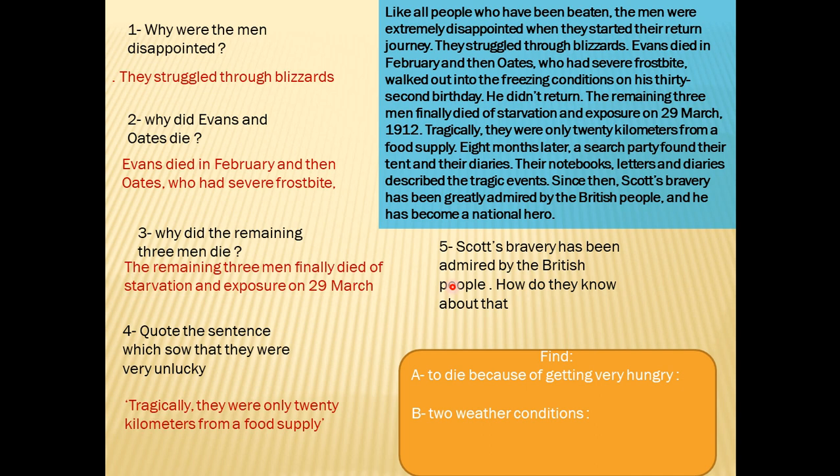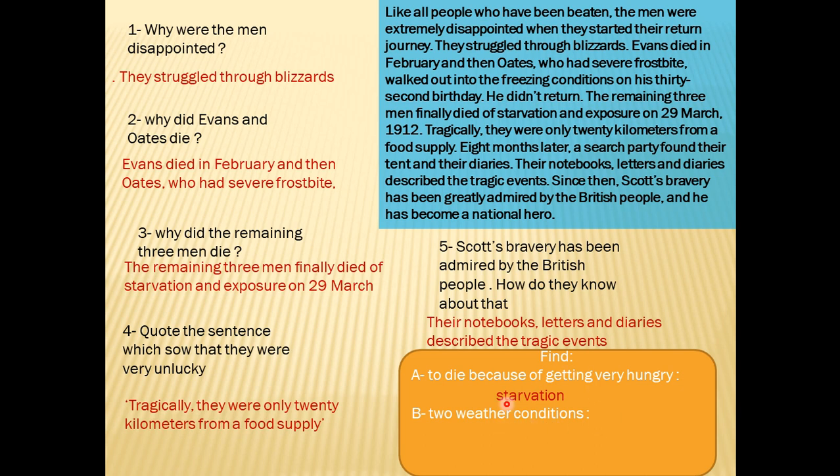Scott's bravery has been admired by the British people. How do you think they know about that? Yes, how did we know here that all the men in the expedition died? So how did they know about their bravery? Look here: their notebooks, letters, and diaries describe the tragic events. Die because of getting very hungry, and here we said it as starvation.